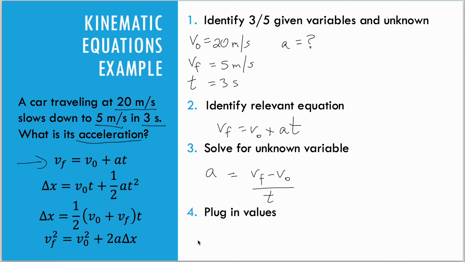And then I like to plug in the numbers. So A is going to be equal to 5 minus 20 over 3. That's going to be negative 5 meters per second squared. Notice that the acceleration is negative, but we defined all of our velocities as positive. So our velocities were positive going to the right, our acceleration is negative going to the left. That makes sense because we are slowing down in this problem.